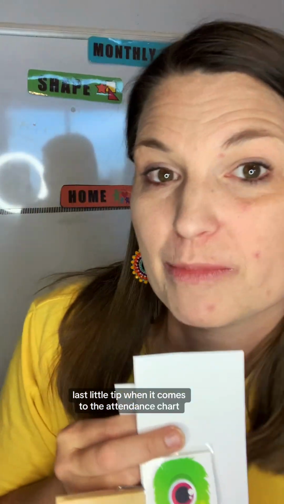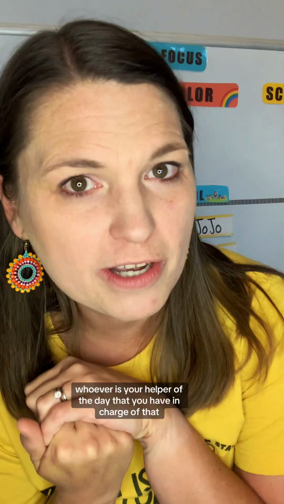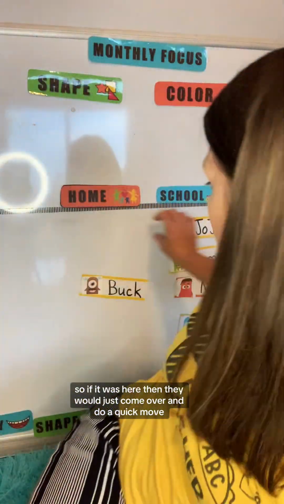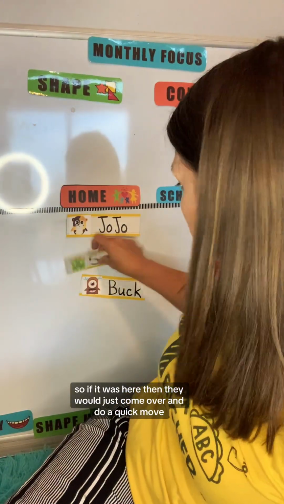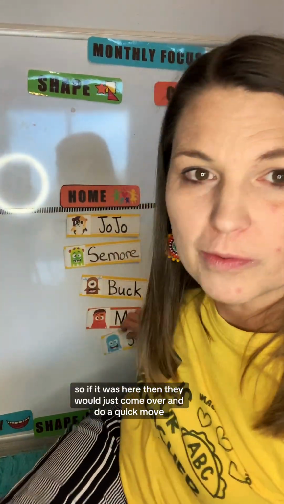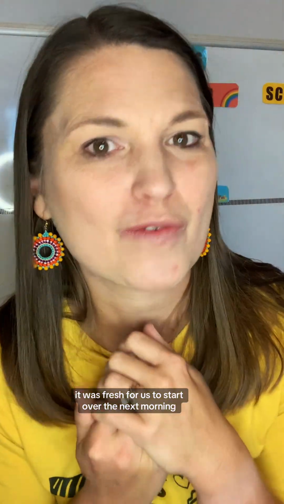Last little tip when it comes to the attendance chart, the home-school chart, is at the very end of the day, when you sit down to read your last story or have your last discussions for the day in your closing circle time, whoever is your helper of the day that you have in charge of that, they come over and they get to move all of the kids back over to the home side. So if it was here, then they would just come over and do a quick move. You don't have to do it like that. I just found that worked. That way it was fresh for us to start over the next morning.